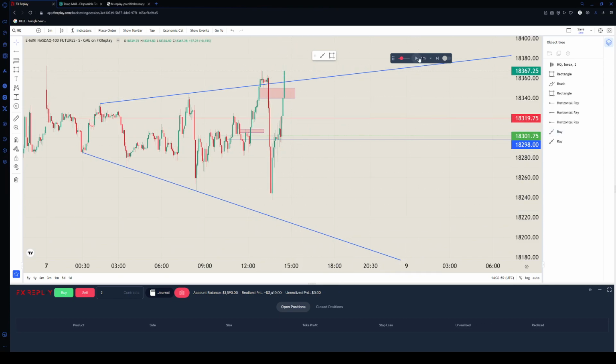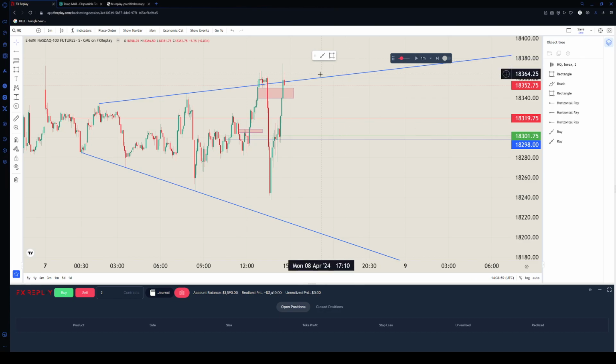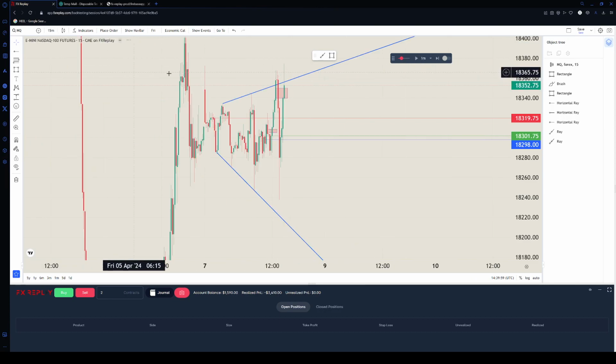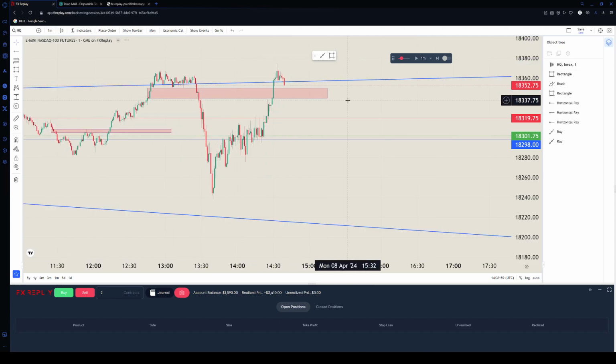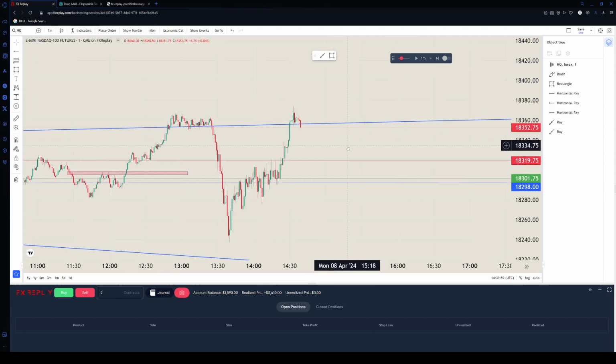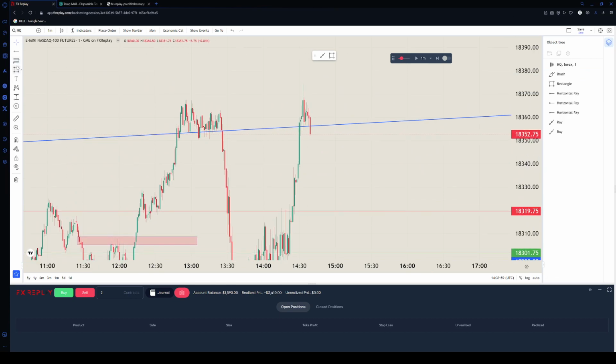Came right to the top again. Okay, it's respecting the top one. Came right to it once more. Let's see if it gives a short opportunity. If it gives a short opportunity, that would be something. Let's see if it confluences with our TA. We need to see this inversed.